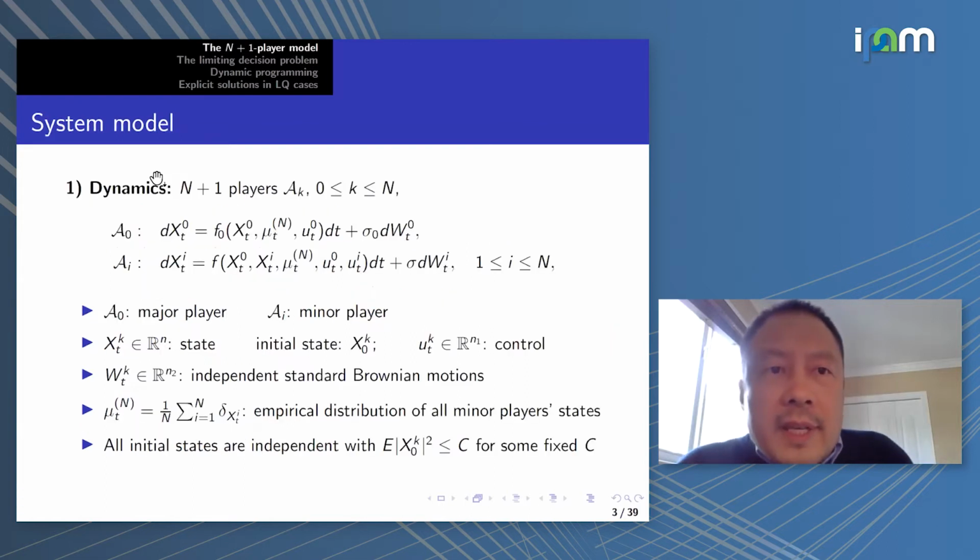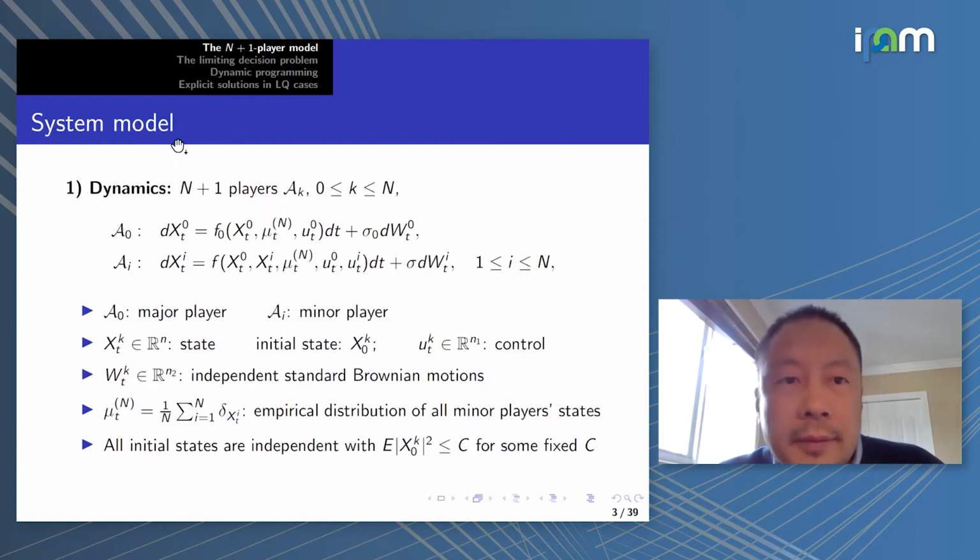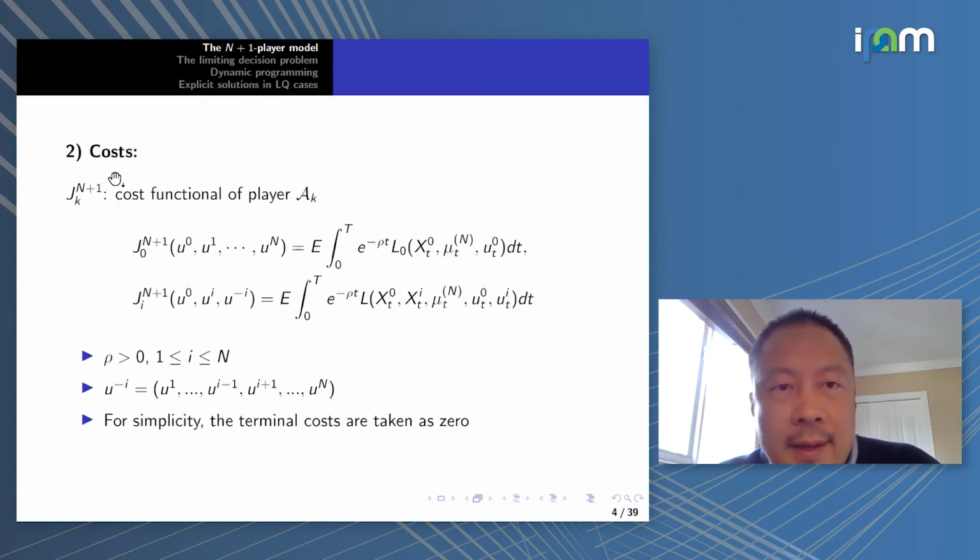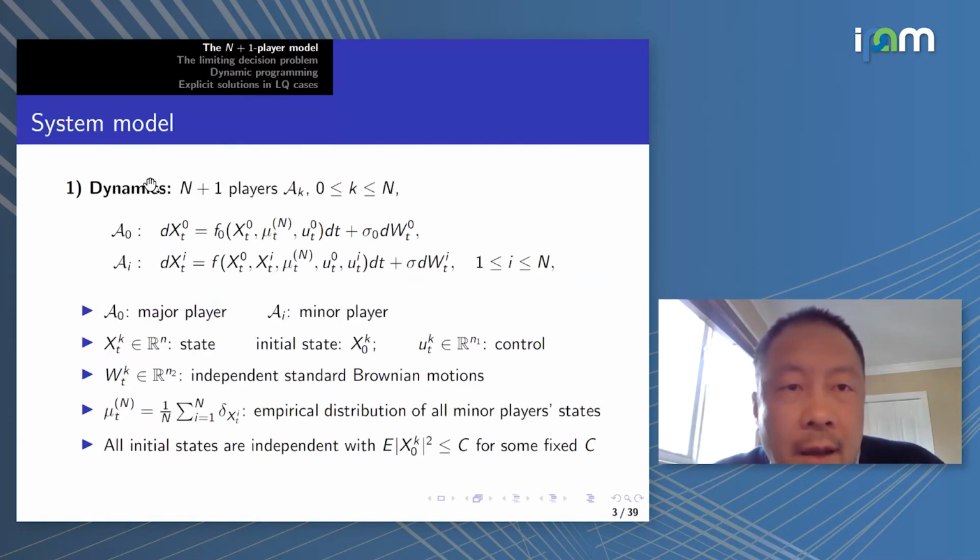So to begin with, let's have a look at the system model. We actually have two parts. First, we have the dynamics, and the next part is about the control objective, that is the costs. So let's check what kind of agents we have. In this model, we actually have n+1 players. So here we use A0 to denote the major player, and Ai to denote the minor player.